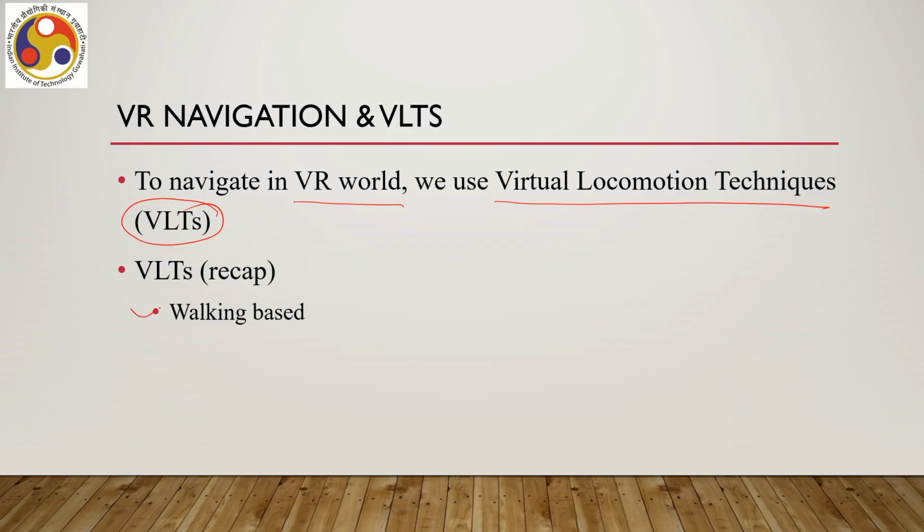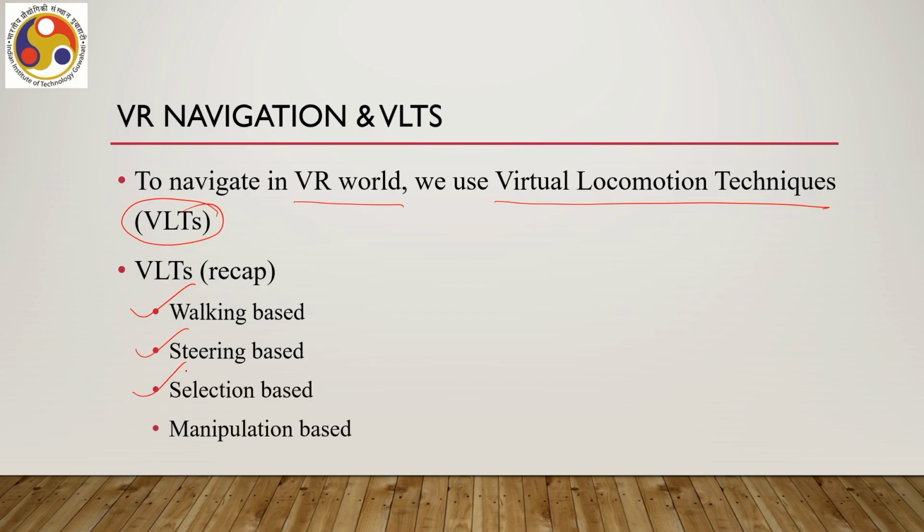We have walking based locomotion techniques, where physical walking is involved, under which we can have full gait, partial gait and gait negation techniques. Then we have steering based locomotion techniques, selection based locomotion techniques, and finally manipulation based locomotion techniques. So, broadly these four categories of techniques are utilized for locomotion in the virtual world, that is, moving from one point to another.